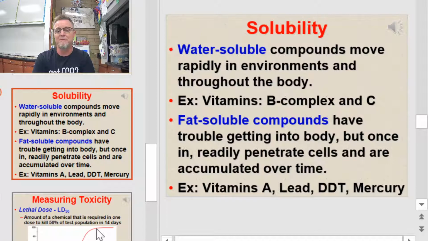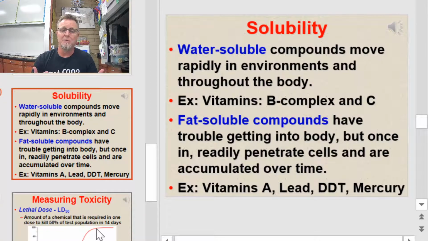Now, if we just focus on these two, water and fat-soluble compounds, water-soluble compounds are going to be things like vitamin B, vitamin C, and they move through all of the fluid or liquid components of your body. Fat-soluble compounds, well, they penetrate into your body cells, and then they stay inside the cells or in your fat tissues and can be very hard to get rid of.